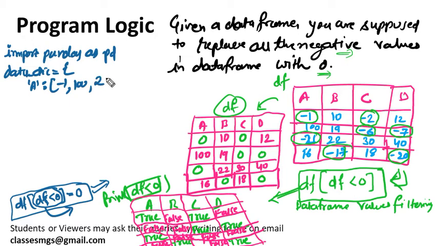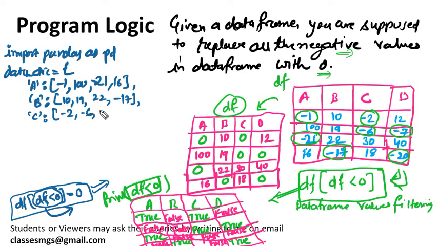And 21, minus 21, and then 16. Then column B will have 10, 19, 22, and then minus 17. And then column C will have minus 20, minus 2, minus 6, 30, 18. Column wise we are creating. Column D, and then we will have 12 here, minus 7, 40, and minus 20, like this. Okay, so this is the data dictionary.